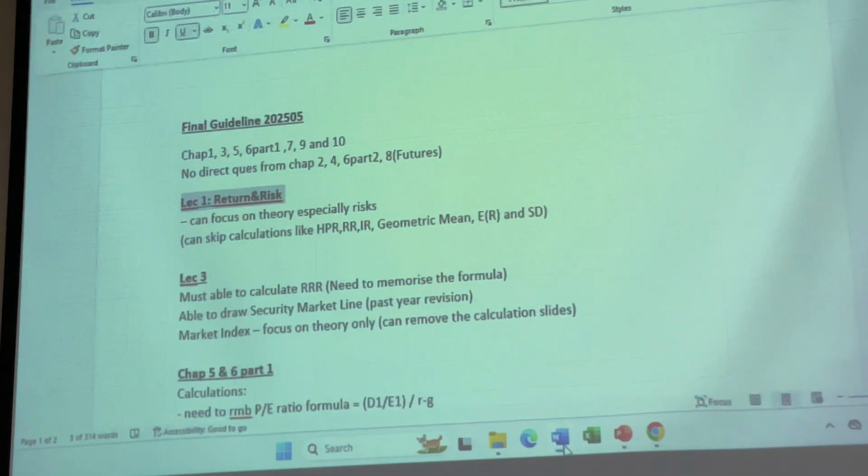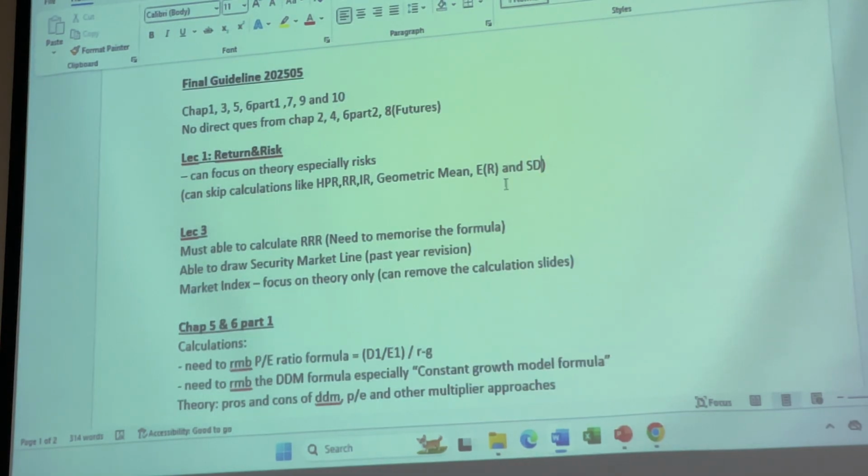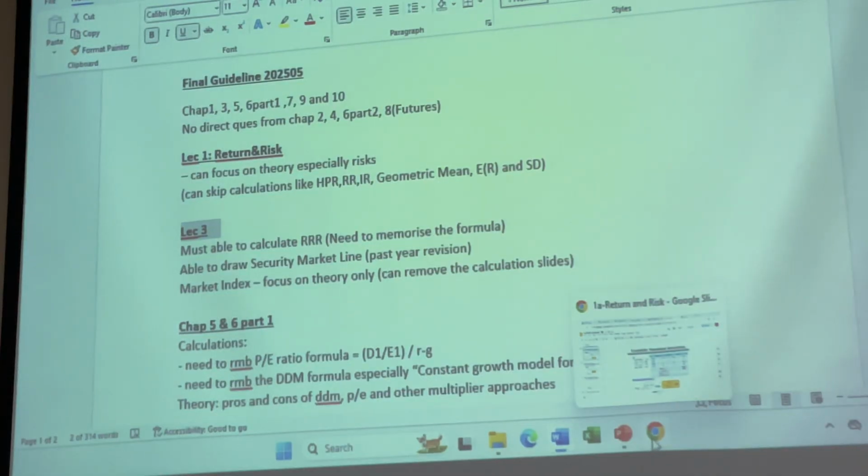Basically this one, you all can see I already stated here, can focus on theory, especially on the risk part, and all the calculation can skip. I think I shortcut a lot already. And then we go to lecture 3. No question from chapter 2, so we can skip to lecture 3.